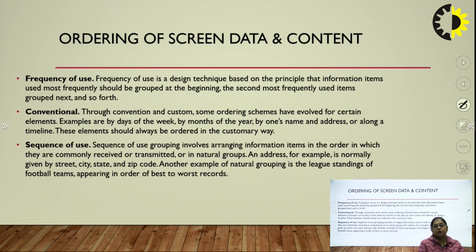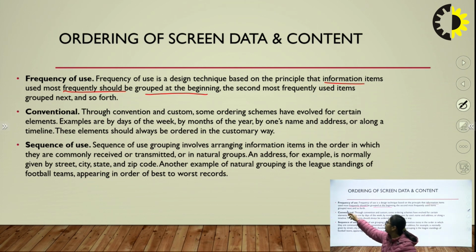Frequency of use. Based on how frequently the data is used, we have to design it at the front. Frequency of use is a design technique based on the principle that information items used most frequently should be grouped at the beginning, the second most frequently used items grouped next, and the third most important items grouped after that. So at first we group the most frequently used at the beginning, and then conventions.